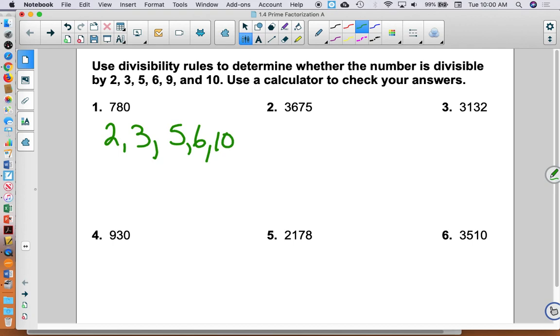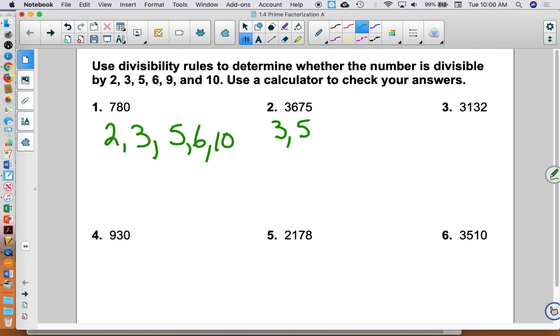Okay, ladies and gentlemen, the rules of divisibility. Is 3,675 divisible by 2? No. Is it divisible by 3? Yes, it is, because when you add the digits up, you should have gotten 21, and 21 is divisible by 3. Is it divisible by 5? Yes, because it ends in a 5 or a 0. Is it divisible by 6? No, it's not divisible by 2, so it can't be divided by 6. Is it divisible by 9? No, the sum of the digits was 21. Is it divisible by 10? No, it doesn't end in a zero.